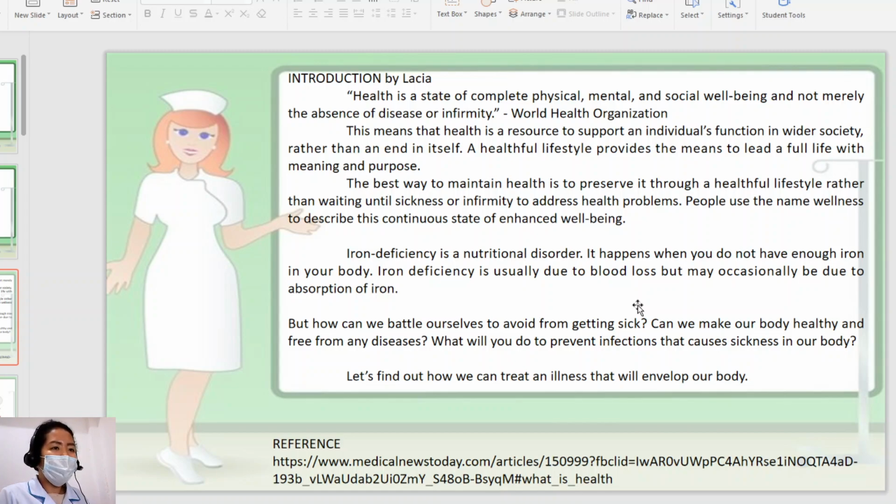Iron deficiency is a nutritional disorder. It happens when you do not have enough iron in your body. Iron deficiency is usually due to blood loss but may occasionally be due to poor absorption of iron. But how can we battle ourselves to avoid getting sick? Can we make our body healthy and free from any diseases? What will you do to prevent infections that cause sickness in our body?